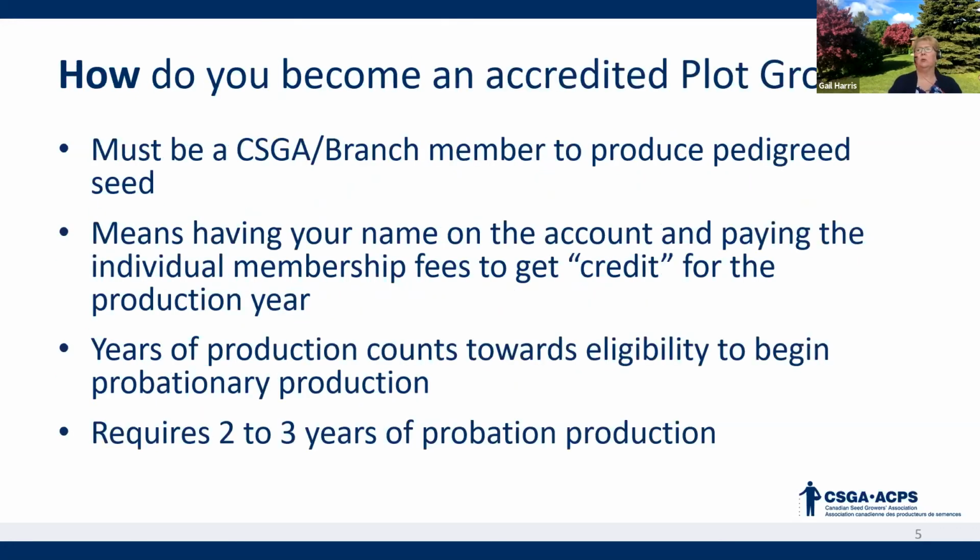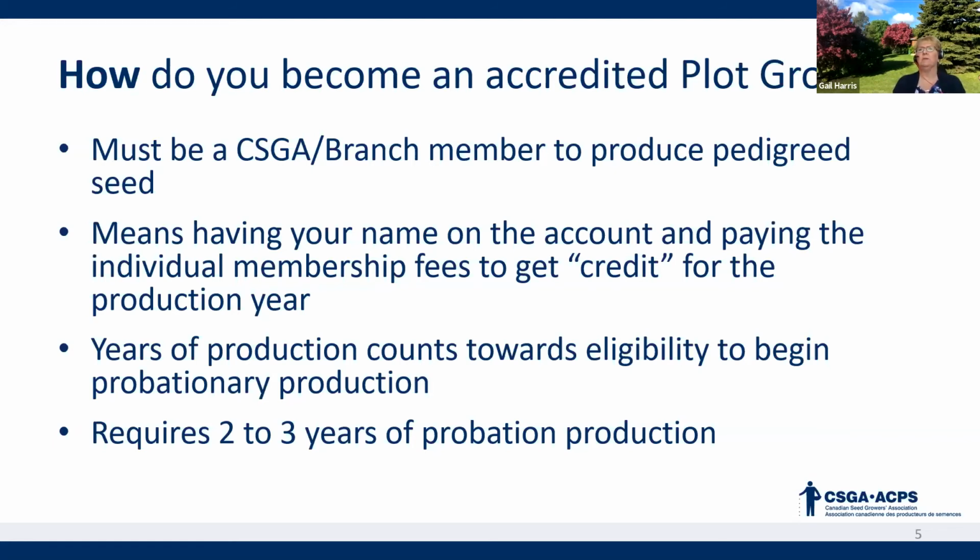So with respect to how you become an accredited plot grower, I'm going to digress just a little bit to explain a few background pieces of information that'll help you understand what we're explaining here. Right now, the way things are set up, you must be a CSGA member, which also includes a branch membership, in order to produce pedigreed seed. So we tie the membership to the certification process. In order to get credit for production in a given year, it means having your name on the account and paying your individual membership fee.